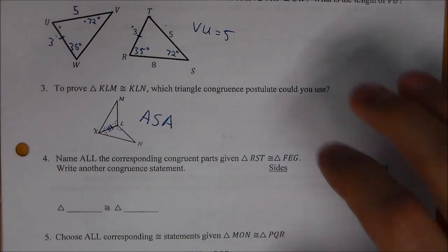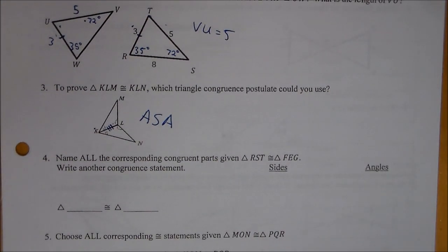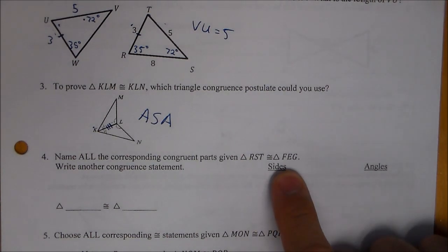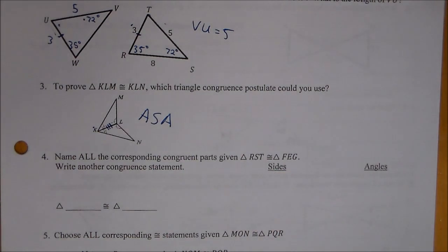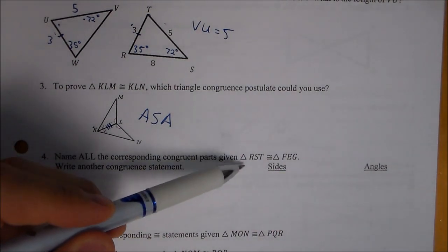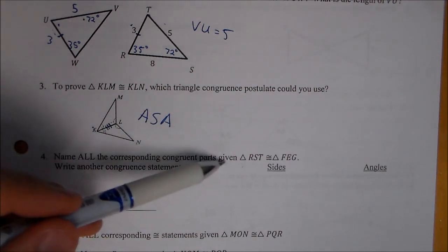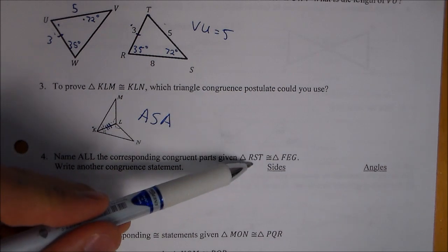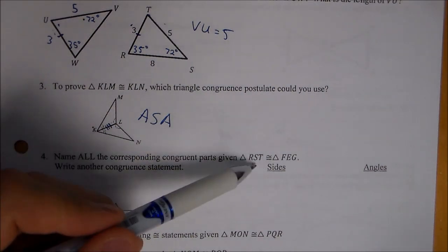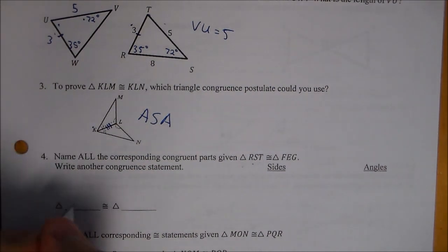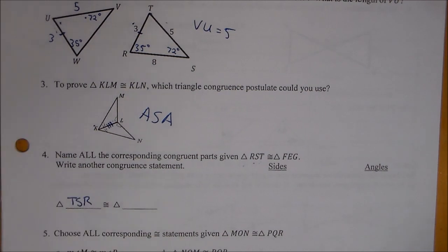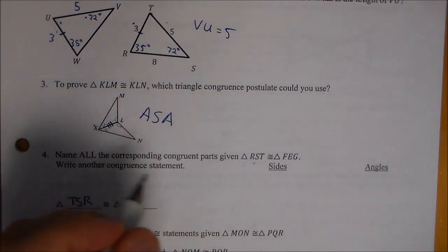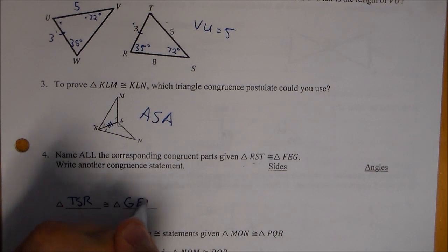For number 4, we need to name all the corresponding congruent parts given in the two triangles RST and FEG. We also need to write another congruence statement, and that congruence statement being the name of the two triangles. So there's a lot of ways we could write it. We just need to make sure the letters match up. So what I'm going to do is I'm just going to change the order that I wrote these in. So instead of RST, I'm going to call it TSR. So then the other triangle, I'd reverse the order, and that's GEF.